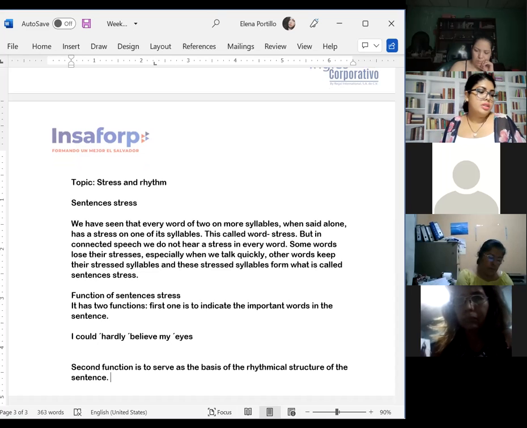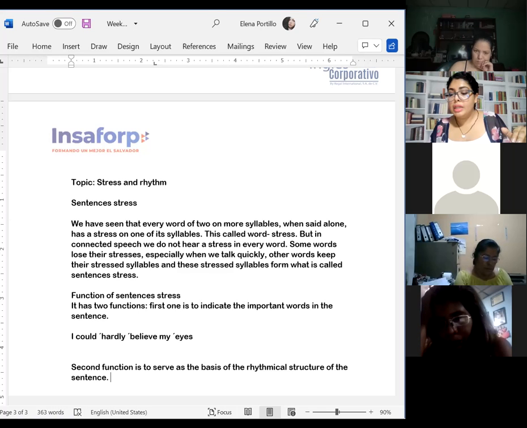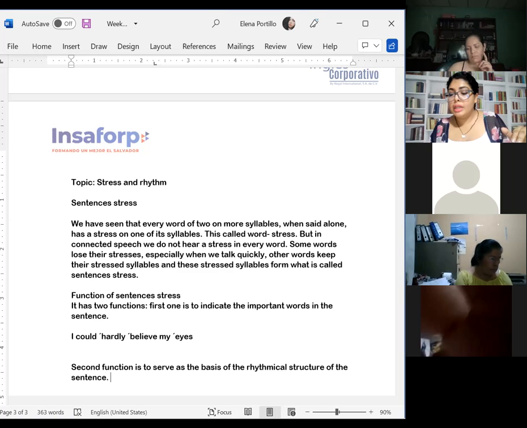The rhythm of English speech is formed by the recurrence of stress syllables at more or less irregular intervals of time and by the alteration of stress and unstressed syllables. Under the influence of a latter peculiarity of the rhythm of English speech, important words in meaning which are usually stressed may be pronounced without sentence stress. So in this case, it's saying that the second function of the stress of the words is to serve as the basis of the rhythmical structure of the sentence. En la segunda parte estamos viendo que sirve como la base para la estructura rítmica de las oraciones.